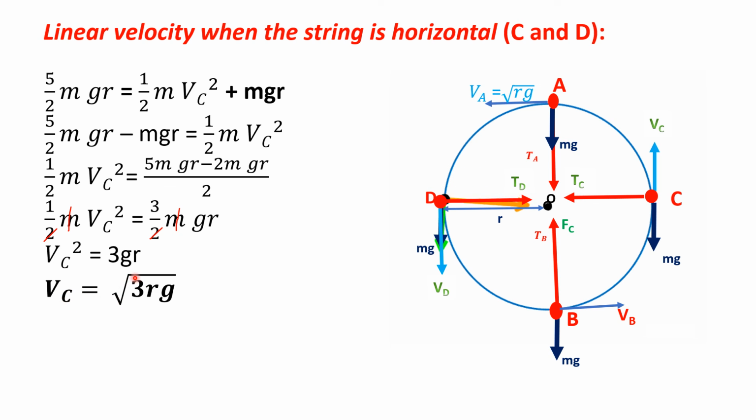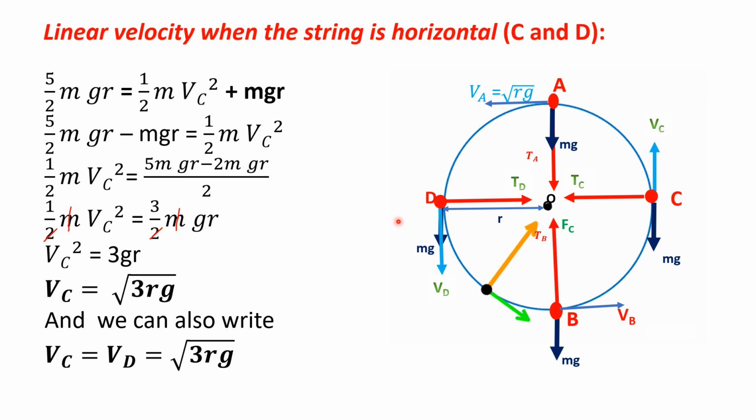Hence Vc is equal to square root of 3rg. As point D is also at the horizontal position, Vc is equal to Vd is equal to square root of 3rg. So the value square root of 3rg is the linear velocity when the string is horizontal, that is at points C and D.